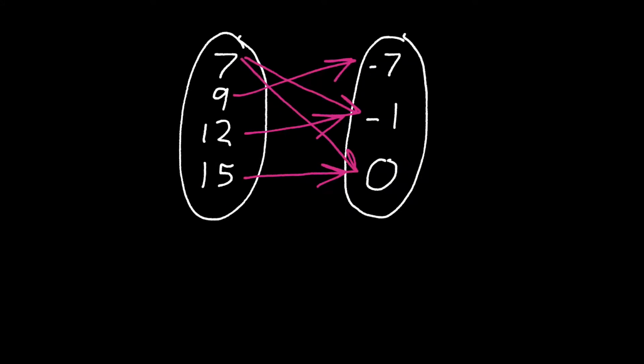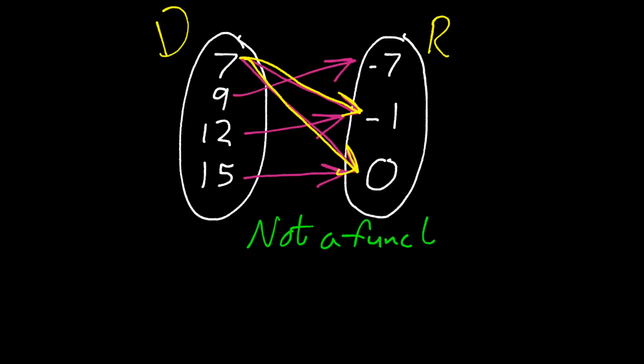So here we have a mapping diagram. Our domain is made up of 7, 9, 12, and 15, and our range is made up of -7, -1, and 0. As we are looking at what domain values pair up with the range, we should notice that 7 has a little bit of a problem. Not only does 7 partner up with 0, it also partners up with -1. This domain has two different range values. That means this is not a function. For it to be a function, each domain has to have only one partner in the range column. The 7 has two. Therefore, it is not a function.